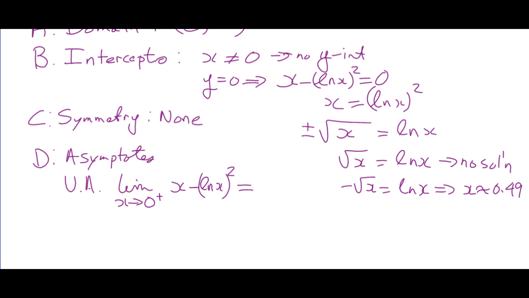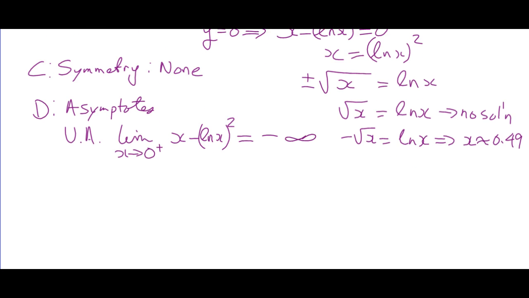So the ln of x is a really big negative number as we approach 0, but then it's being squared, so now it's positive, but then it's being subtracted from a really small number to begin with, so now it's negative again, right? Okay, so we got a vertical asymptote.